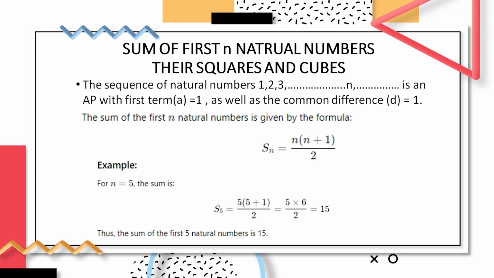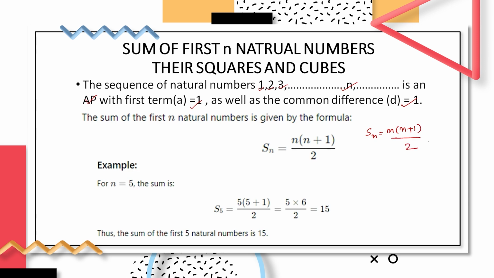Now, further we are supposed to move to a new concept, that is the sum of the first n natural numbers, their squares and their cubes. So over here general formulas are discussed. Likewise, if we have a sequence of numbers, say 1, 2, 3 up to n, it is in fact an arithmetic progression, because the first term is 1 and the common difference is also 1. As a result, the sum of the first n natural numbers turns out to be Sn is equal to n into n plus 1 by 2.